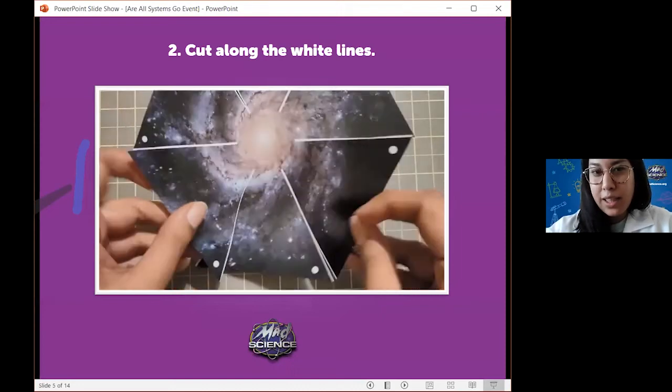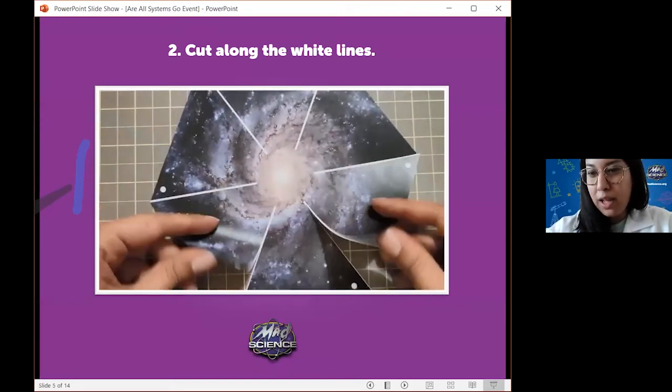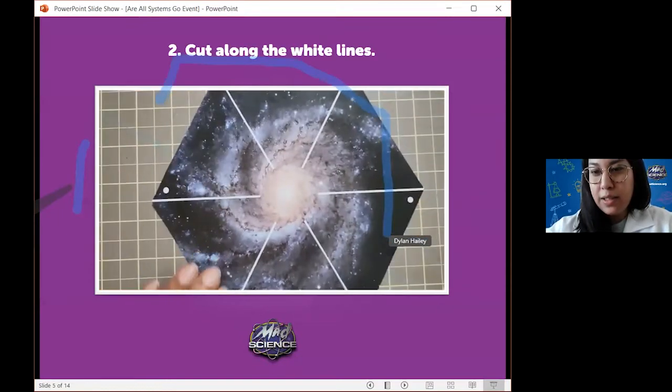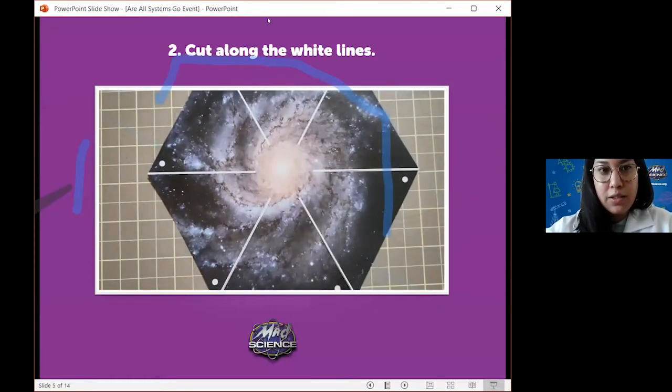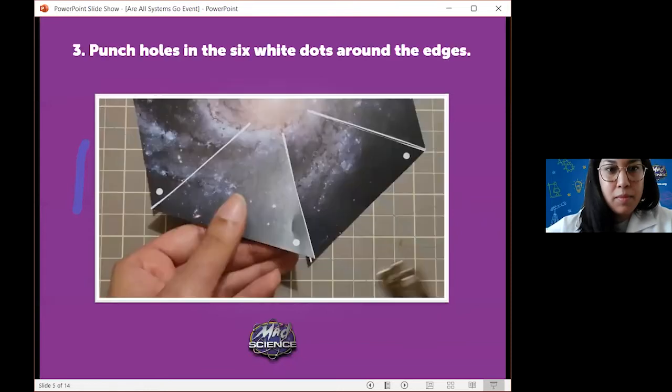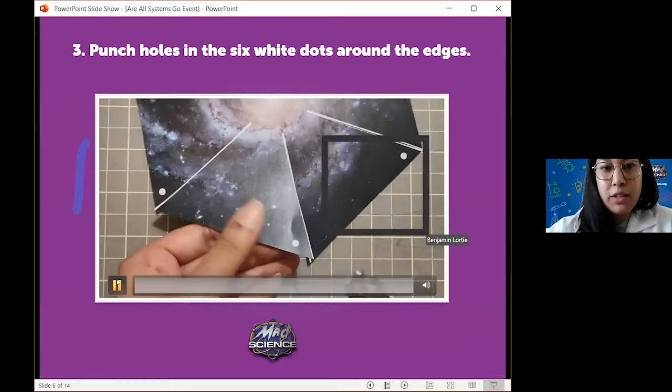Okay, so I think that most people have their white lines cut. Everybody's looking good. So I'm going to move on to the next slide. And the next slide is to punch holes in the 6 white dots around the edges. So for this, you need a hole puncher.